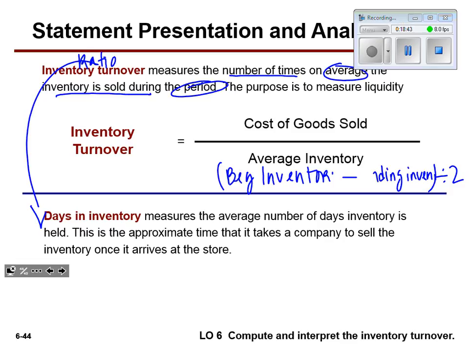No, it's plus. Gosh, it's average. Come on. Sorry. Beginning inventory plus the ending inventory divided by 2 will equal the average. Okay.